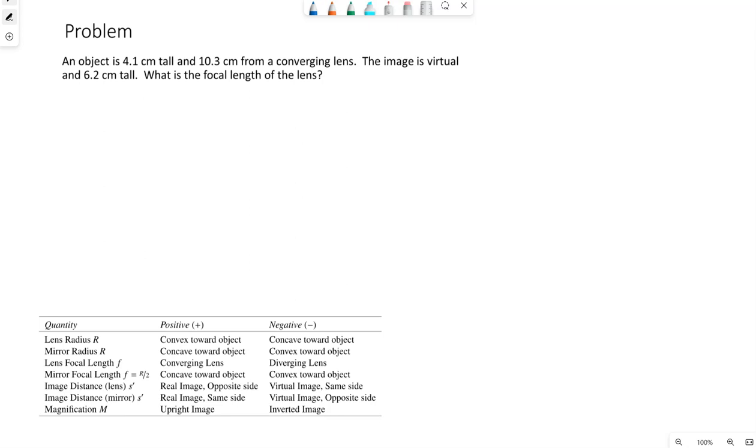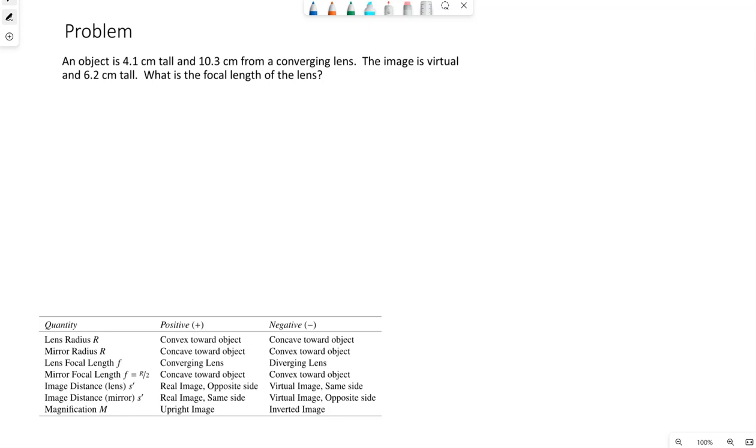We have an example problem. An object is 4.1 centimeters tall and 10.3 centimeters from a converging lens. The image is virtual and 6.2 centimeters tall. What is the focal length of the lens?